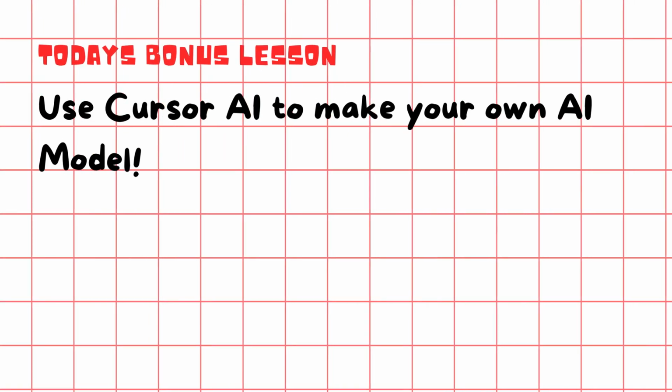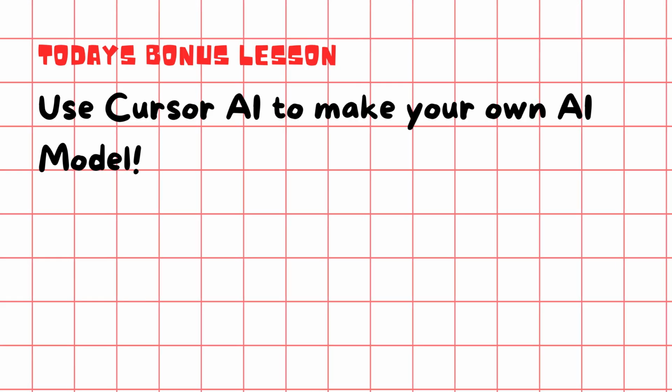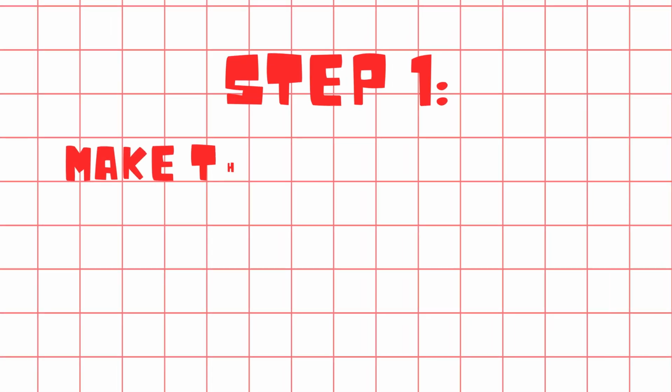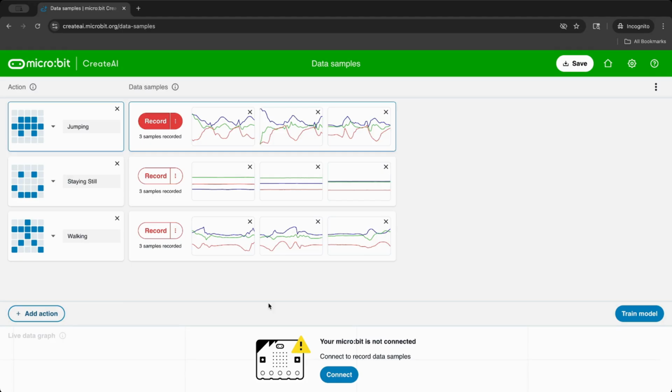Today's bonus lesson, we're going to use Cursor AI to make our own AI model with training data. So first, we need to download the data samples so that we can use them. If you remember from last video, we have these data samples that we recorded. If you don't have these data samples, you can look back at Microbit Lesson 3 Part 1 to find out how to record them.